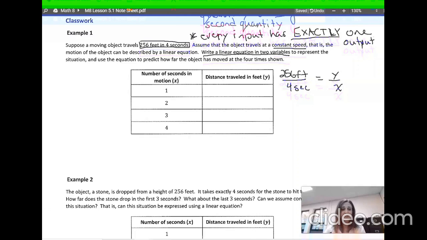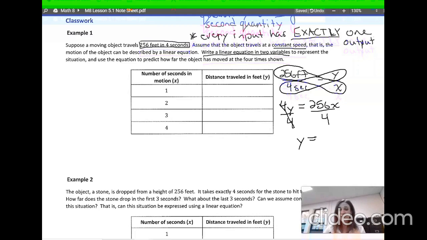So then when we go to solve this, we use like the cross method, cross products, and we say 4 times y equals 256 times x. Always solving for y because that's our dependent variable. So I'm going to divide both sides by 4. 4 divided by 4 is 1y. 256 divided by 4 ends up being 64. So we get y equals 64x.